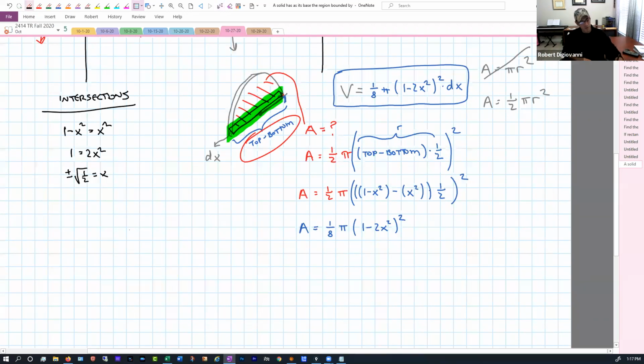So here it is. Here's the final result. I want to do the integral from negative 1/√2, I went ahead and just did this, the root of the top and bottom, to positive 1/√2. Let me see, I have a 1/8 pi. I could pull that out, but I'm just going to leave it there. 1/8 pi, and then 1 minus 2x squared, that quantity squared dx. So I'm just taking that volume formula, slapping it into the integral, and that's it.